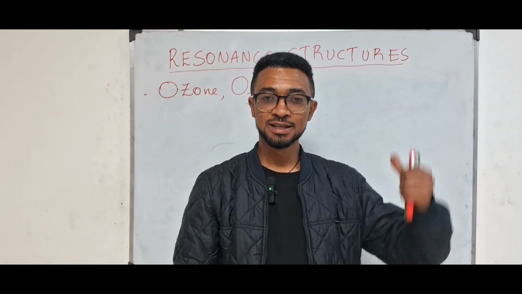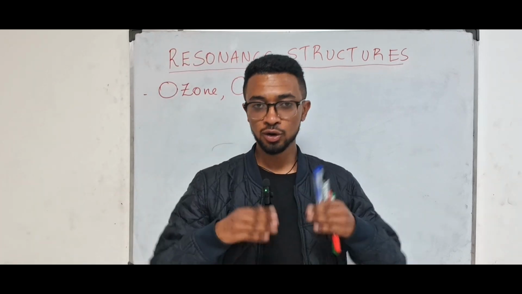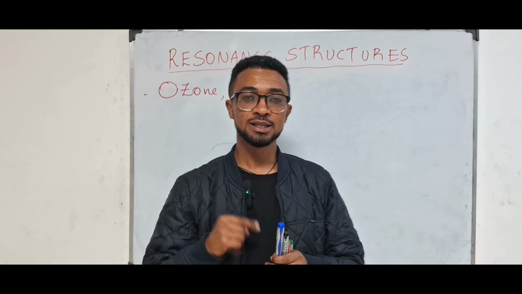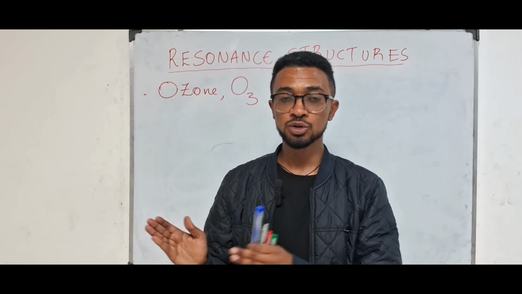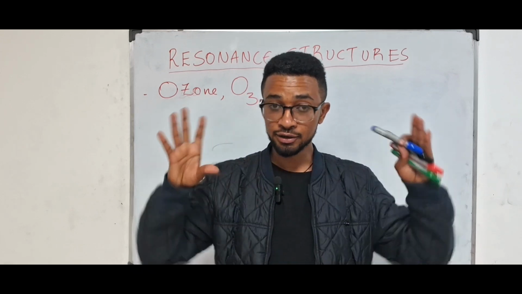Now let's talk about resonance structures. What are resonance structures? A covalent compound cannot always be represented by just one Lewis structure. Instead, it can have multiple valid Lewis structures. The actual structure of the molecule is the hybrid of these resonance structures.